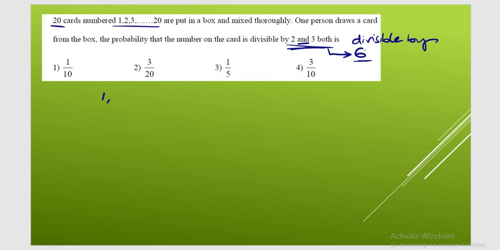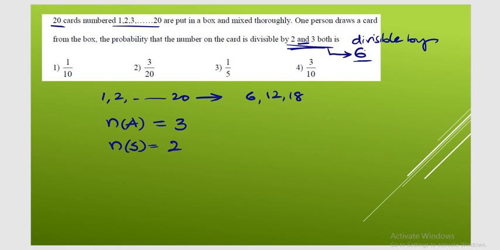Now from 1 to 20, what are the cards which are divisible by 6? Those are 6, 12 and 18. So clearly, if A is the event, then n of A is 3, and the number of sample points, n of S, is the total number of cards, which is 20. So the probability of that particular event of taking a card which is divisible by 2 and 3 is given by 3 by 20. So the answer is 3 by 20.